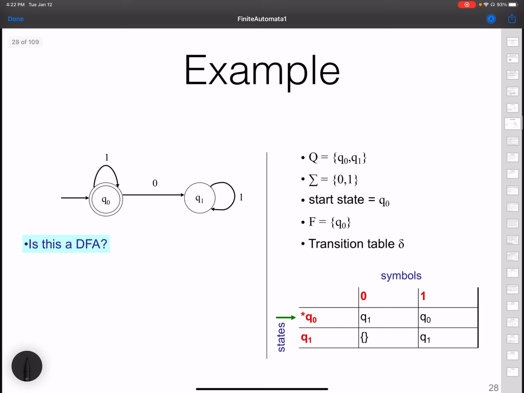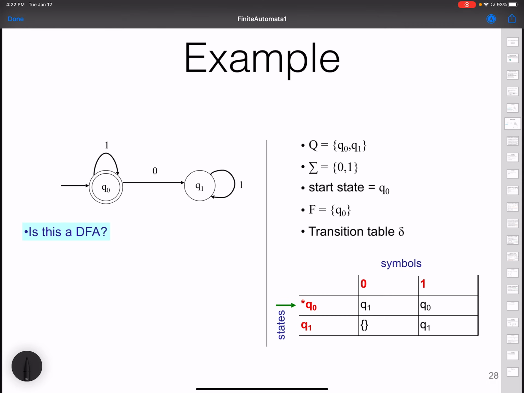Okay, how about this one? Is this a DFA? You can see that at each state, over each input symbol, there is exactly one transition, except that over Q1 and the input symbol 0, there is no transition. You can see in the table also that it shows as an empty set. This is going to be a DFA, but it's just missing a transition.